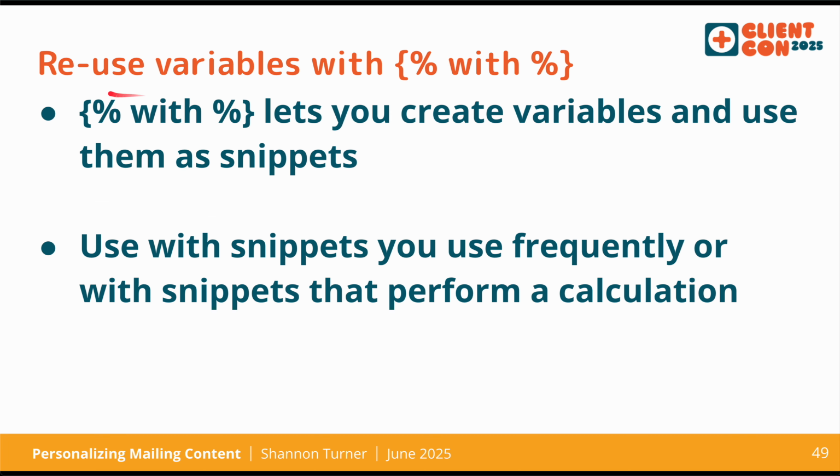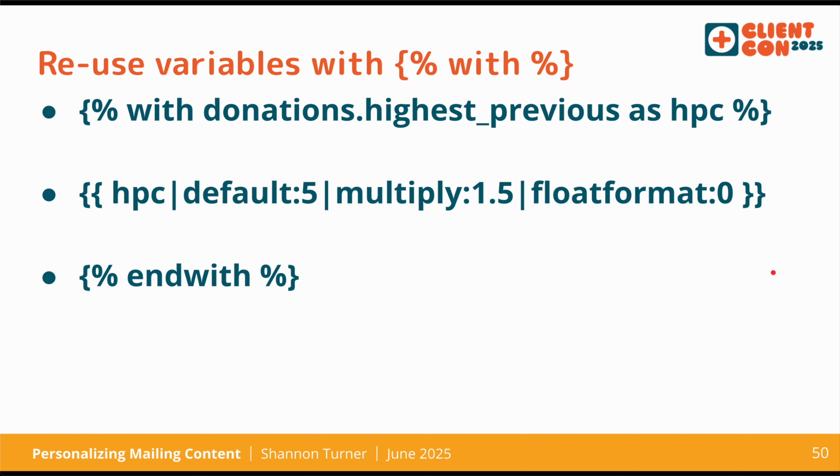Now, we can reuse these variables using with. And this lets you create a variable and use them as snippets. And I'm going to show the syntax in just a minute. But you're going to use this most commonly as a shortcut to help save you a bit of time in typing when you have a snippet that you're using over and over and over again. Like in the previous example, we used donations.highestprevious 6 different times, right?